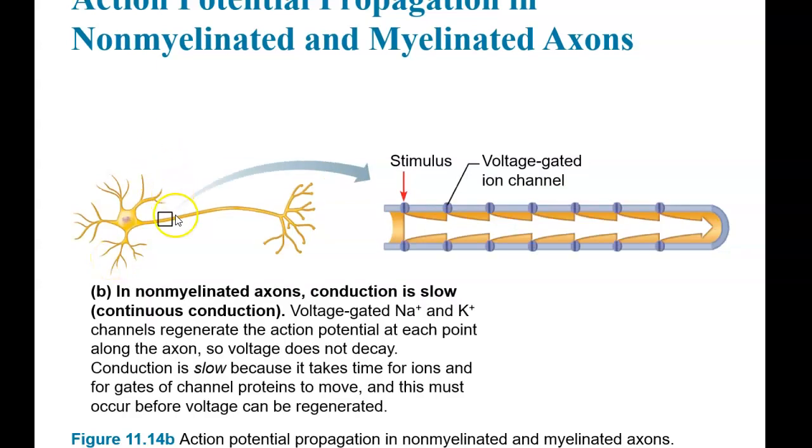If you look at a non-myelinated axon, so we are looking at the axon here, but they're non-myelinated, there's going to be voltage gated channels like sodium and potassium channels that regenerate an action potential at each point where the channels are located. So the action potential happens, but it's slow. The conduction is slow because it takes time for those ions and for the channels to open and allow for those ions to come in or out.